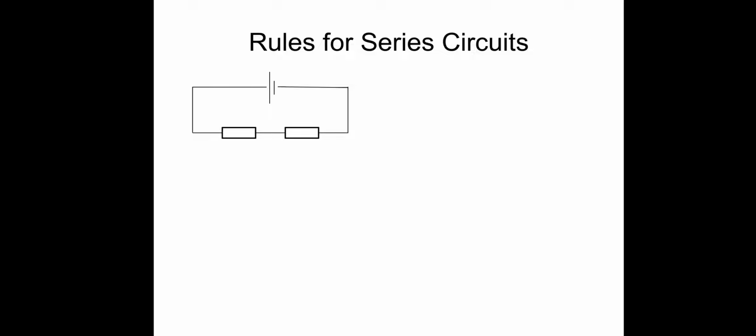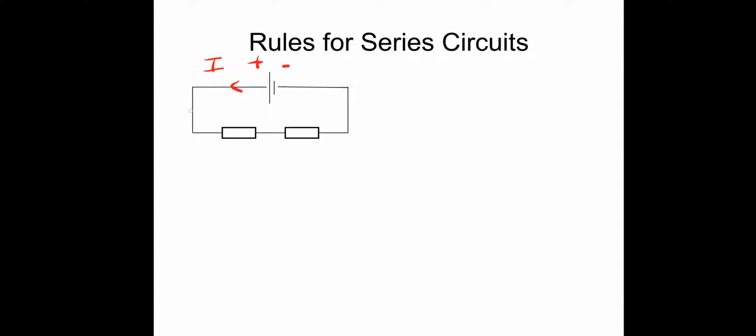So the rules for series circuits. A series circuit is a circuit whereby the current that comes out of the battery or the cell can only flow in one direction. So this is a cell, the top bit, and that is the positive side, and this one is the negative side. So the long side's positive. Now current, or conventional current as it's known, flows from positive to negative, so in this direction.